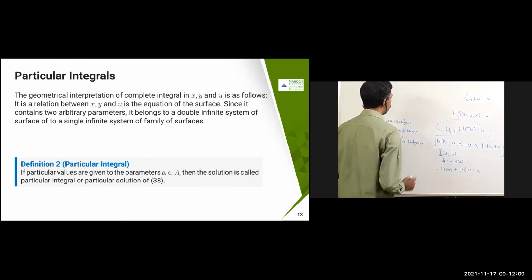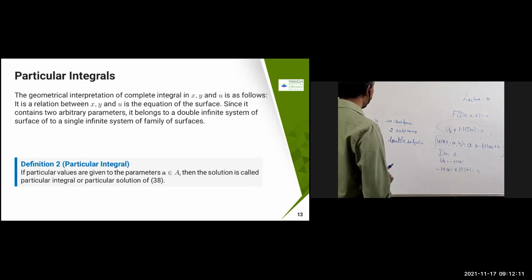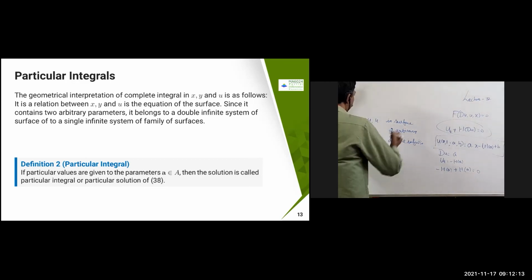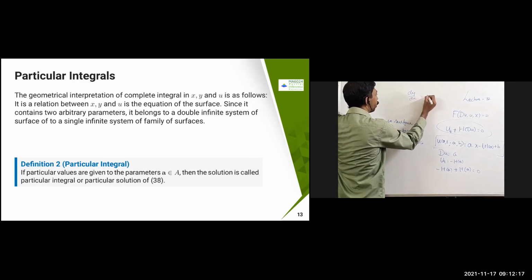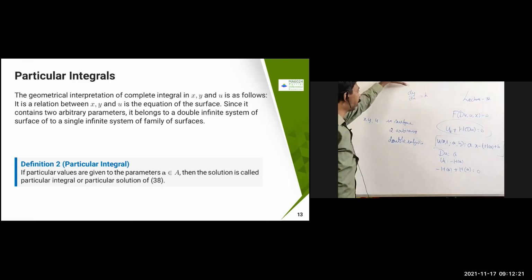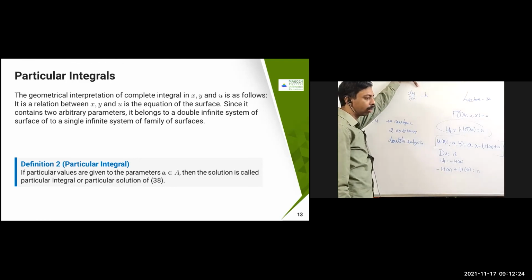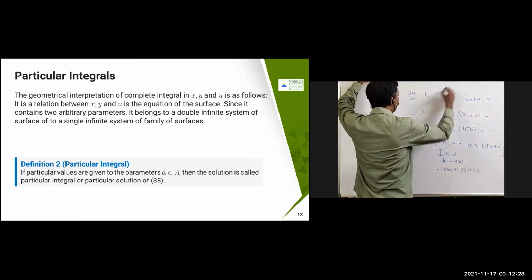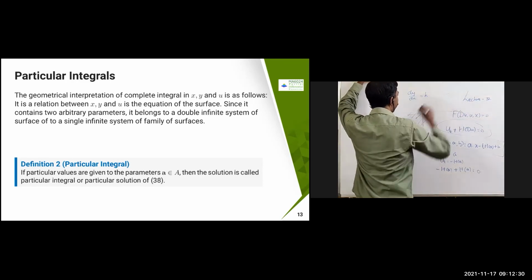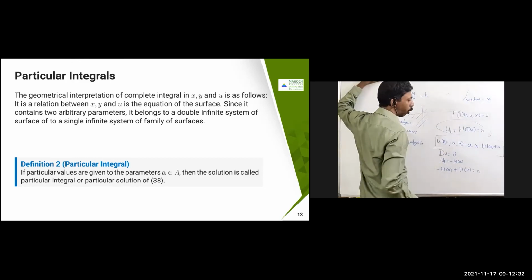For example, the interpretation of this problem you might know: dy by dx equal to, for example, some k. This tells me that this is the slope of some curve. So if I integrate this equation, you are going to get a family of curves, a family of straight lines I can say, all of whose slopes are going to be k.